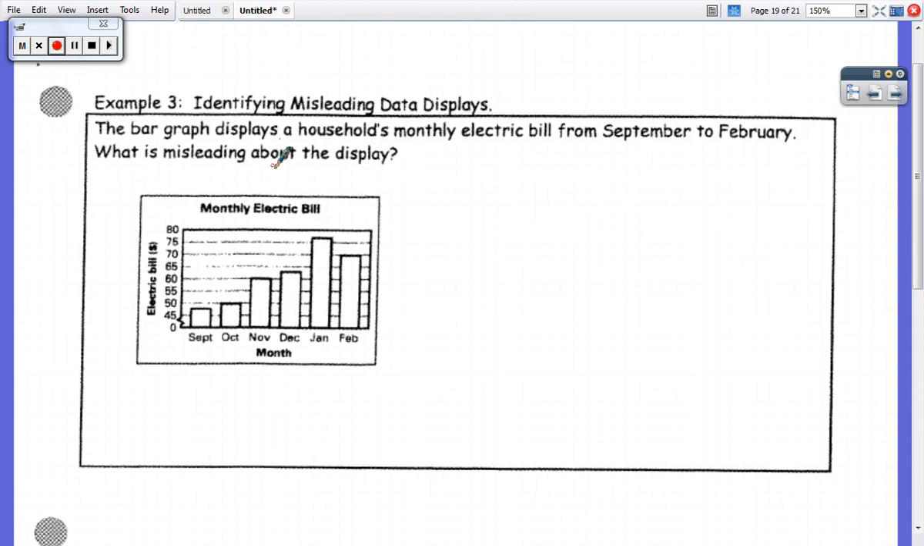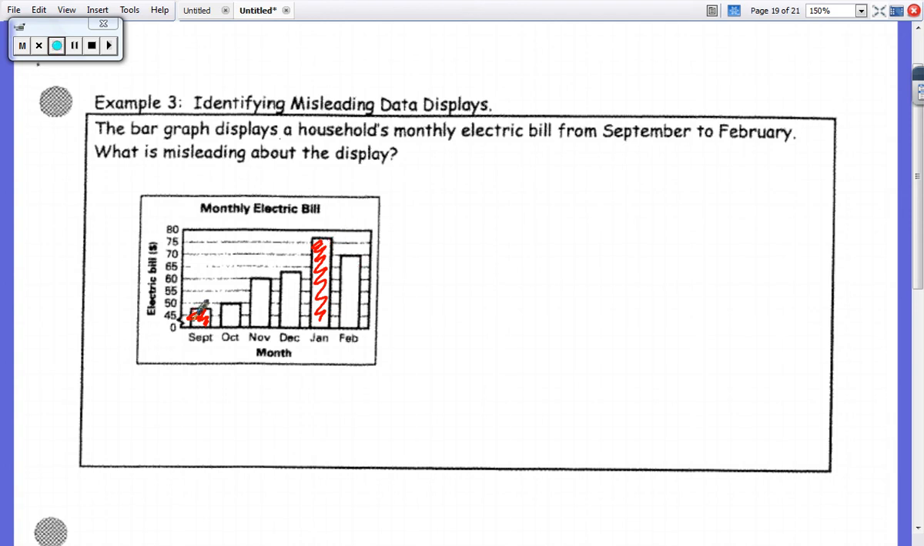Okay, now let's talk about a misleading graph. The bar graph displays a household's monthly electric bill from September to February. What's misleading about the display? Okay, it looks like January is much higher than September because it looks on the graph like it's 3 times as much.